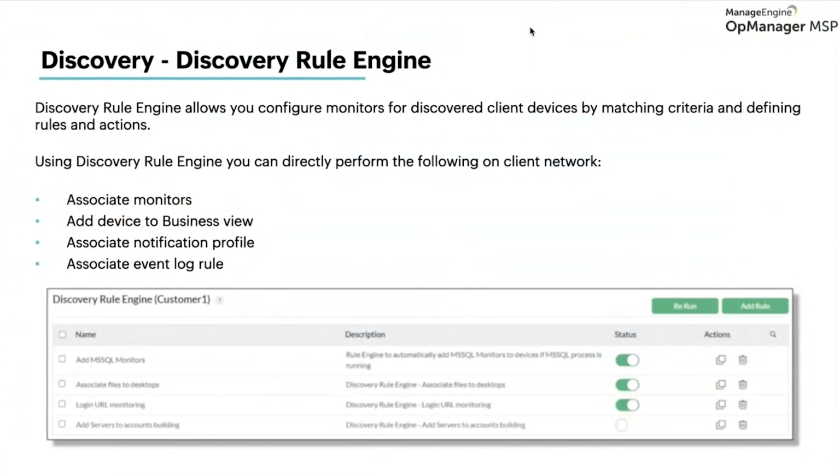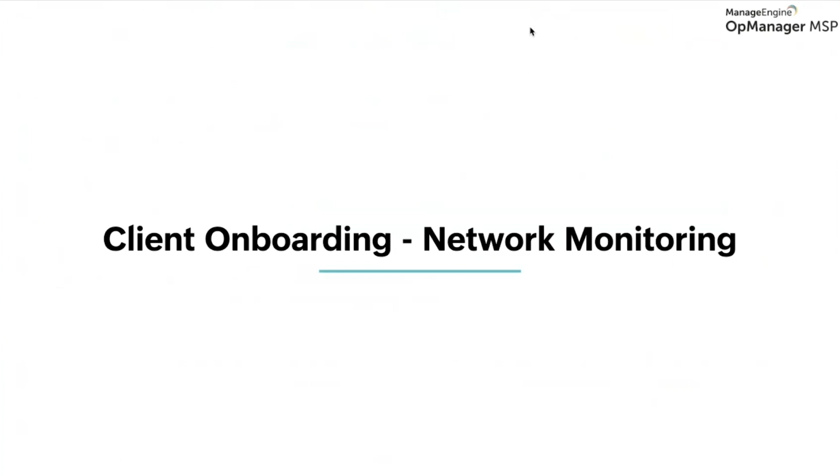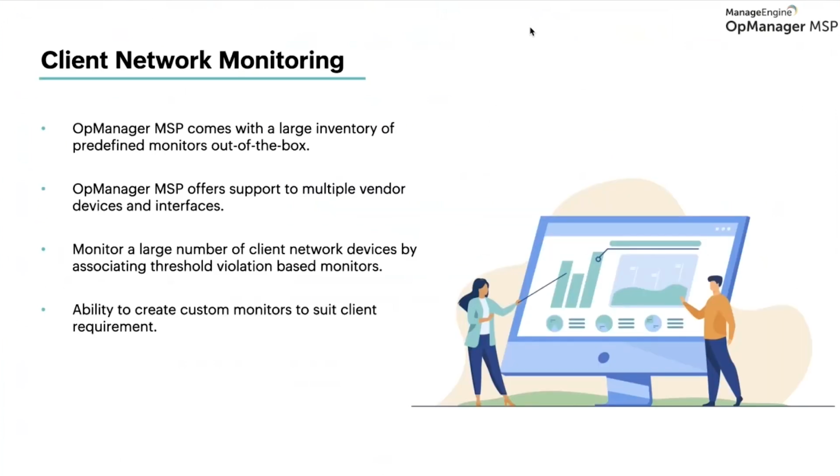So this marks the end of the discovery features. So the next topic of this webinar is going to be network monitoring. In OpManager MSP, we have many options to let you perform monitoring seamlessly. The main aim of monitoring client network performance is to ensure the client experiences no network downtime. Monitoring network performance helps you anticipate potential outages and address network problems proactively.